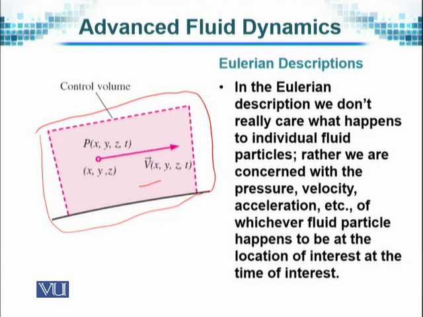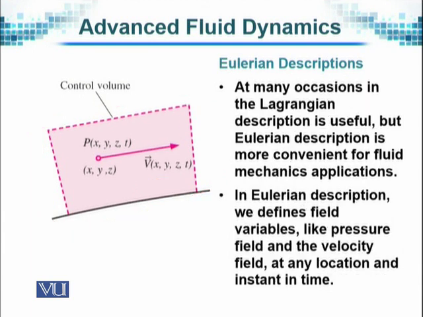We are not bothered, and in fact we just take the important parameters like pressure, velocity, acceleration and so on, whichever is of interest to us for a system, for a fluid volume that is under consideration. On many occasions the Lagrangian description is of course useful, but Eulerian description is more convenient for fluid mechanics applications, as we will also see as we go along.